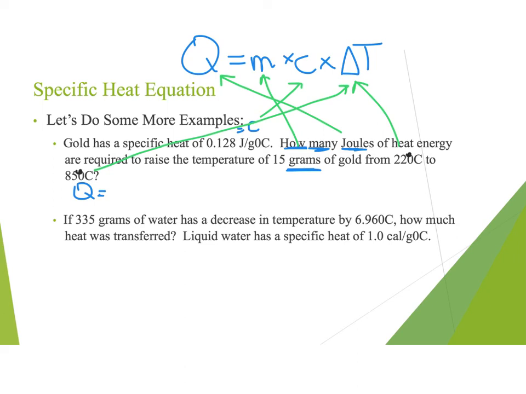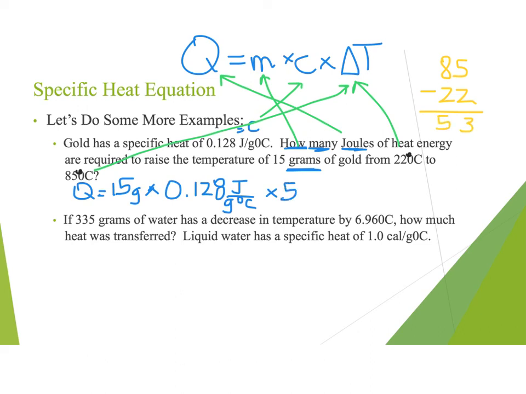All right, we know our mass is 15 grams. And we're going to multiply that by our specific heat, which is 0.128 joules per gram degrees Celsius. And then we're going to times that by our change in temperature. So our final temperature is 85. Our initial temperature is 22. We subtract those two, we get 53. So our change in temperature is 53 degrees Celsius.